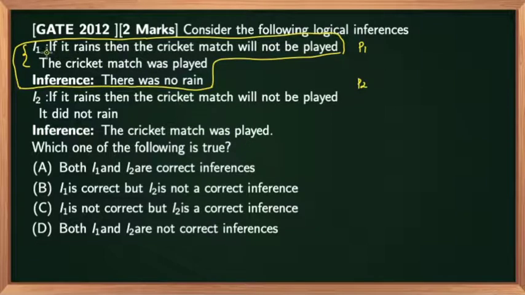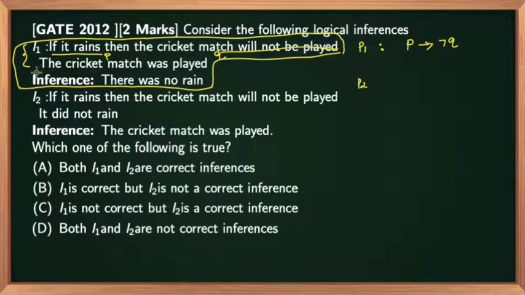If you see the first statement, it says if it rains, then the cricket match will not be played. Let's assume P denotes it rains and Q denotes the cricket match is played. So the first statement can be written as: if it rains, that is P, P implies cricket match will not be played. Q means cricket match will be played, so not Q means cricket match will not be played.